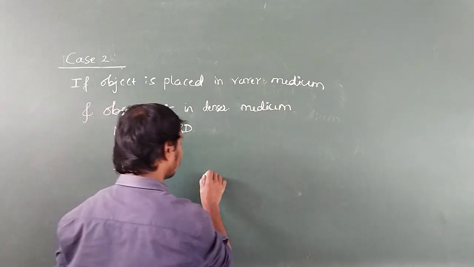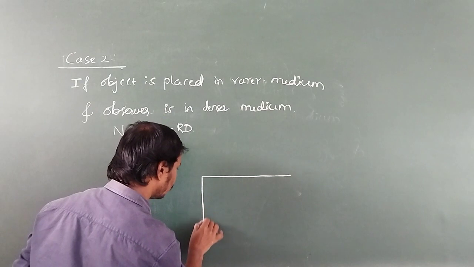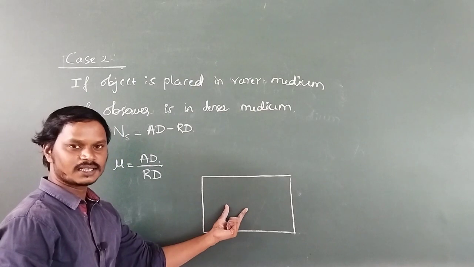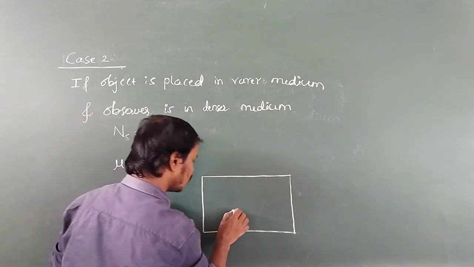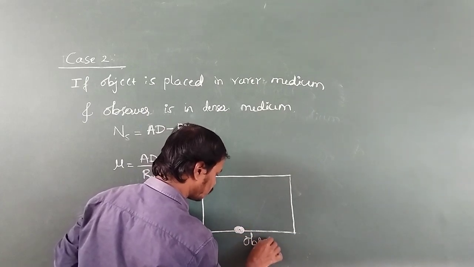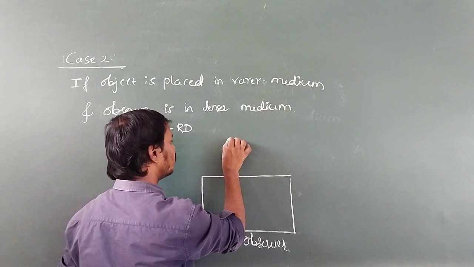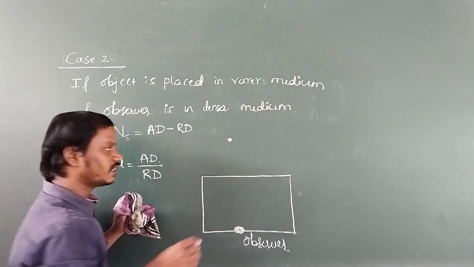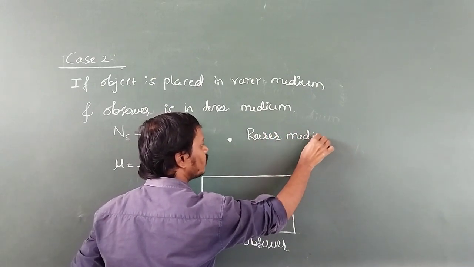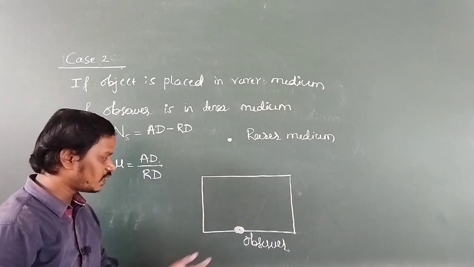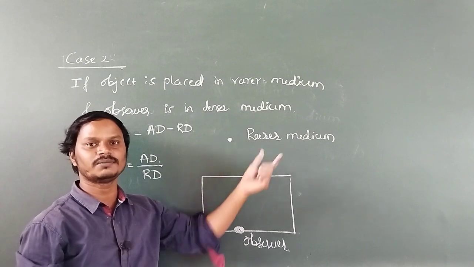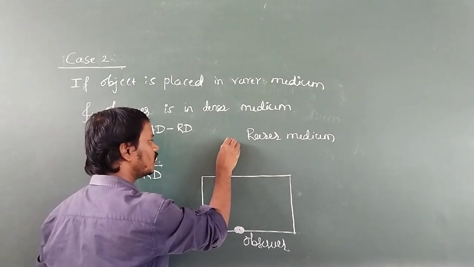So let us consider an example. The observer is in the denser medium. Let us take the observer to be in water. So there is an observer. He is the observer. And there is an object. That object is in which medium? That is in the rarer medium, which means air medium. So here the observer is in the denser medium, which means water medium, but the object is in the rarer medium, which means air medium. Now the light rays coming from the object.